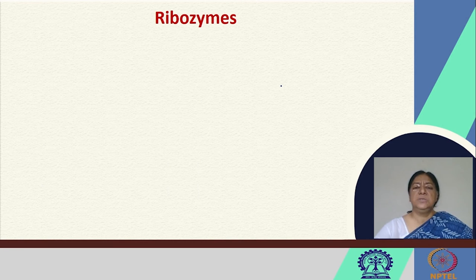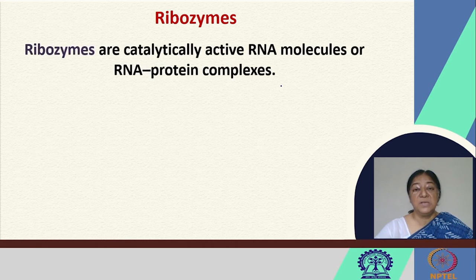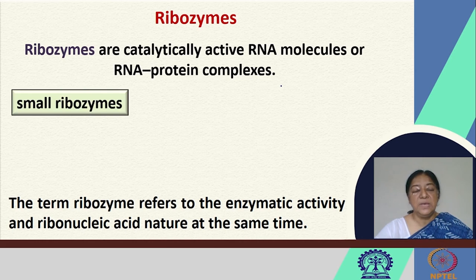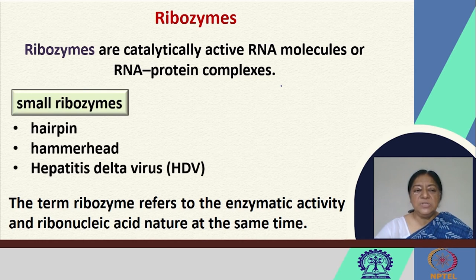Another very important enzymatic class that has gained importance over the past years are ribozymes. These are catalytically active RNA molecules or RNA-protein complexes. The term ribozyme refers to the enzymatic activity and ribonucleic acid nature at the same time. There are small ribozymes, which are hairpin ribozymes, hammerhead ribozymes, and the hepatitis delta virus type.